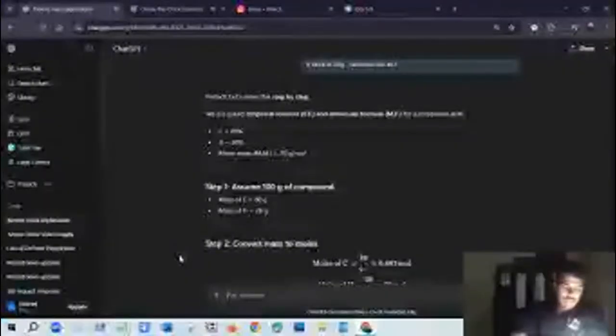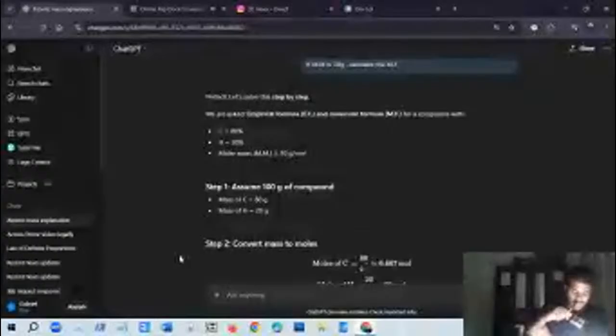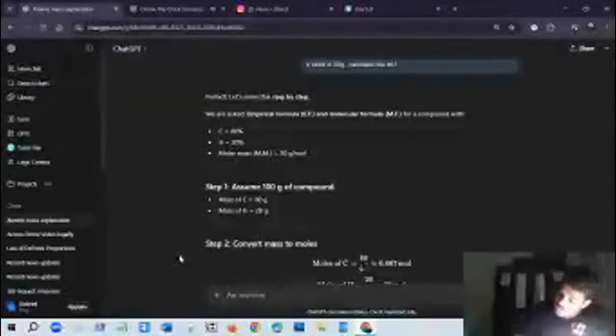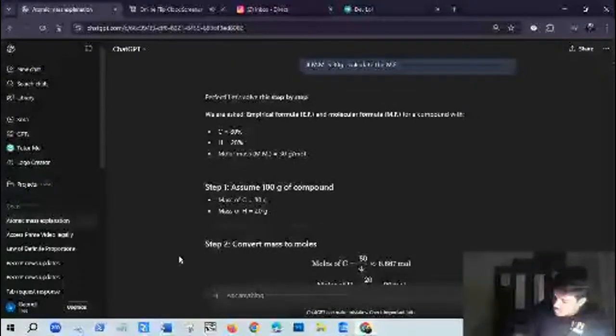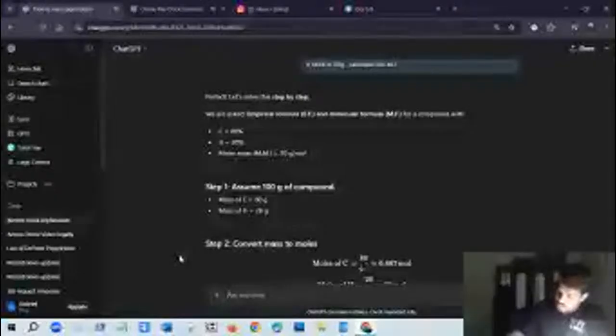Empirical formula. C is 80%, H is 20%. Right, so first we have the element, the mass of the element, then atomic mass, and number of moles.